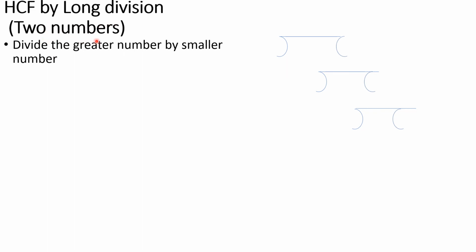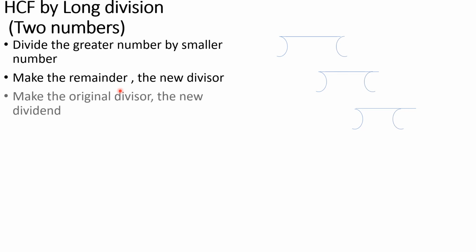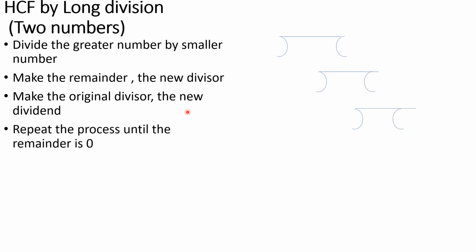If two numbers are given and we have to find out the HCF of those two numbers, at first we will see which one is the greater and which one is the smaller. So, divide the greater number by the smaller number, first step. Then make the remainder the new divisor. The new divisor will be the remainder. Then make the original divisor the new dividend and repeat the process until the remainder is 0.